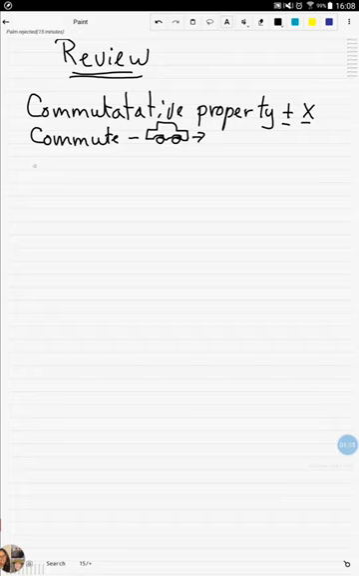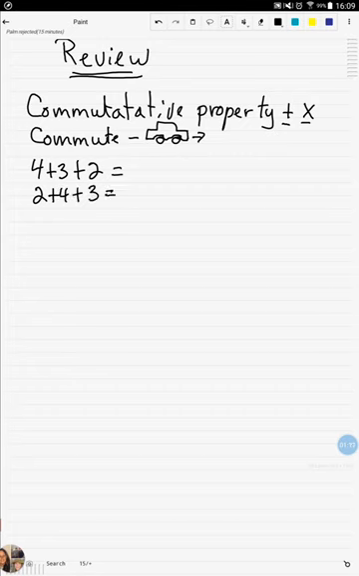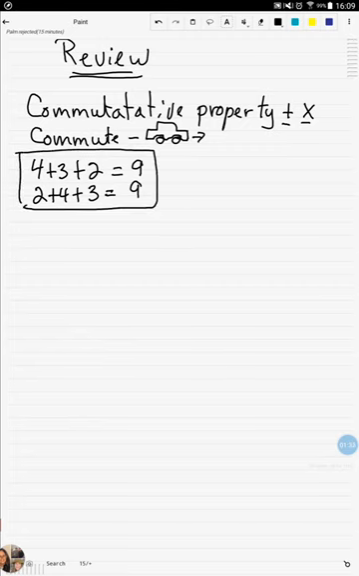So, in addition, if I have 4 plus 3 plus 2, or I have 2 plus 4 plus 3, I'm going to have the same answer. 4 plus 3, 7, 8, 9, right? 2 plus 4 is 6, plus 3, 9. The same thing. So that's the commutative property of addition.